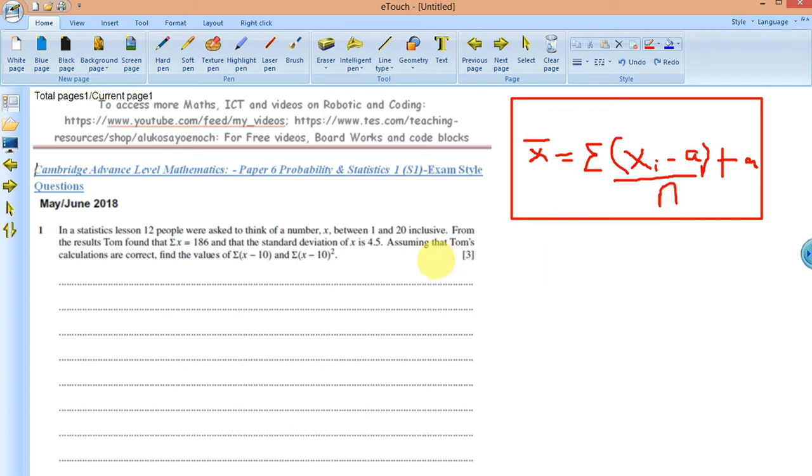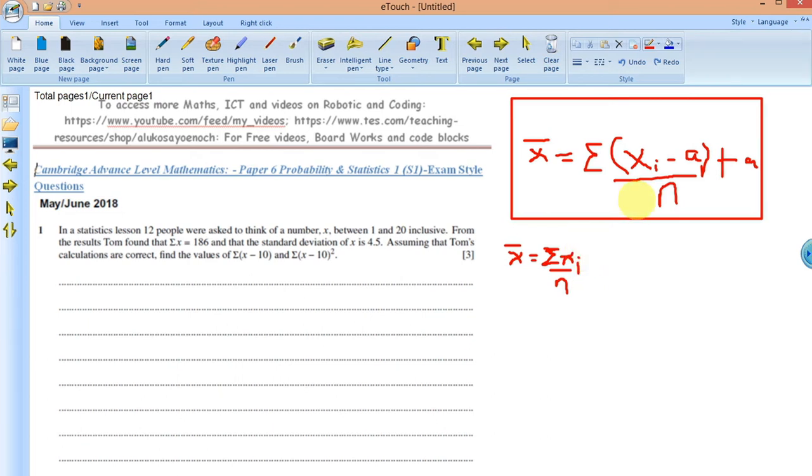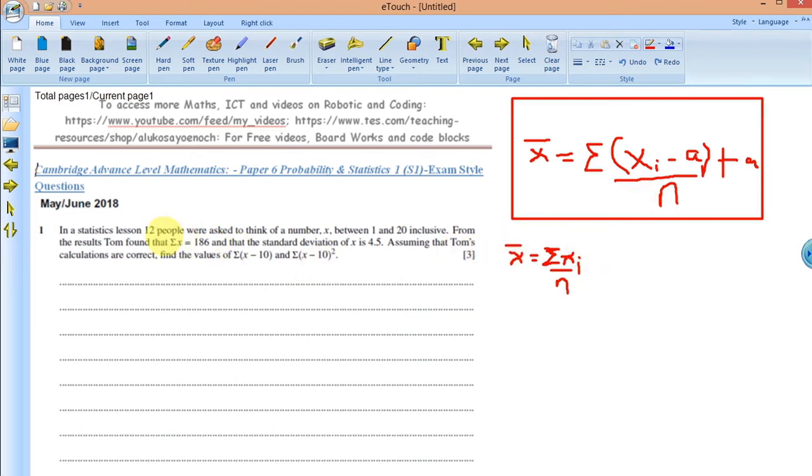The first thing I would like to do is find the mean. Don't forget, mean is the summation of all observations divided by the total number of observations, n. Here we have 12 people, and the summation of x is 186, so that is 186 over 12.